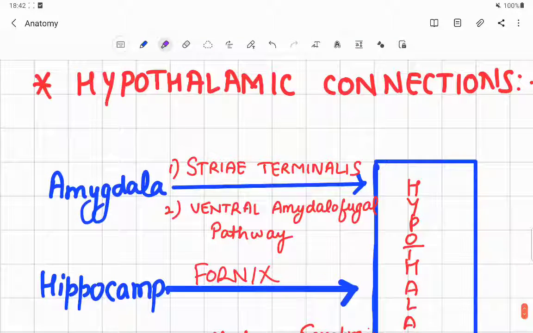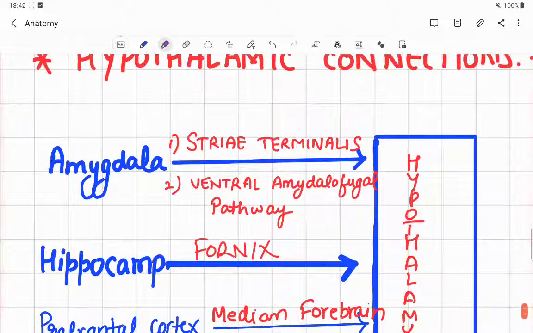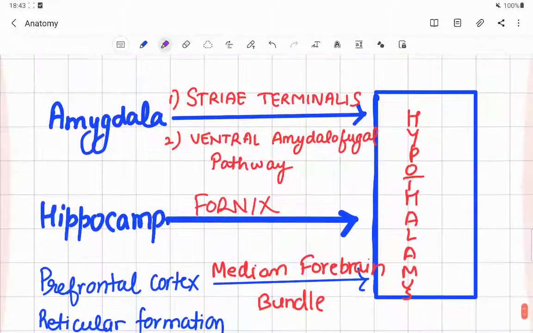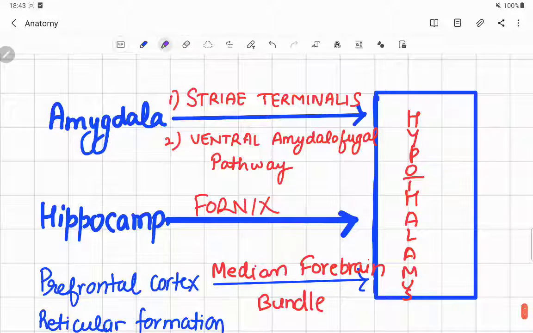Now this is the last part, in which we'll see the hypothalamic connections, how the hypothalamus makes connections with different parts of the body. This is a kind of summary. First of all, the connection between the hippocampus, hypothalamus and amygdala is called the stria terminalis. Or there is another pathway, a very minor one, the connection between the amygdala and hypothalamus, which is called the ventral amygdalofugal pathway.